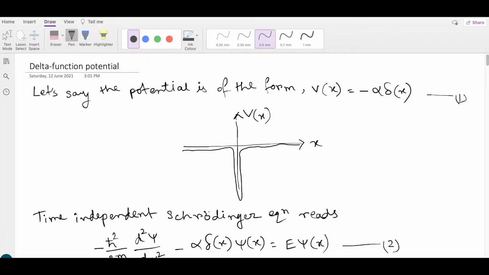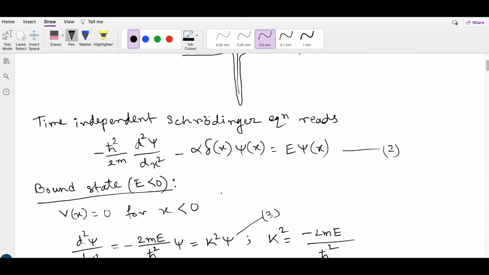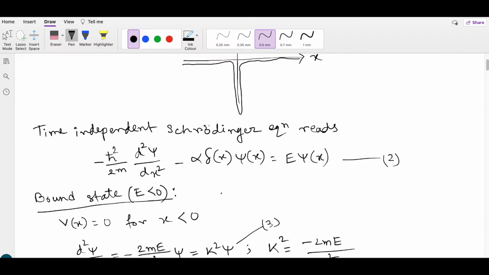Today we will be discussing the delta function potential. Let's say the potential is of the form V(x) = -α δ(x), where δ(x) is the delta function, and the potential looks like this: an infinite well at the origin x = 0. The time independent Schrödinger equation reads -ħ²/2m d²ψ/dx² - α δ(x) ψ = Eψ.